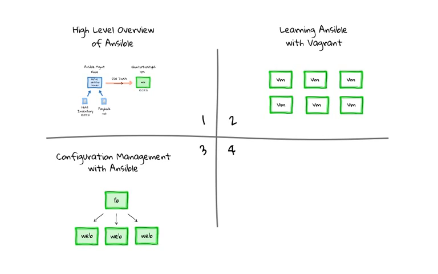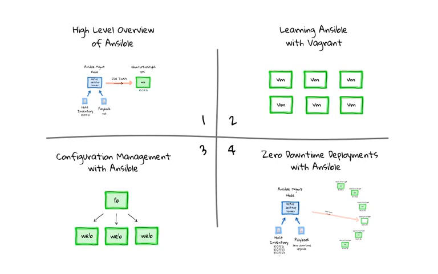Finally, in part 4, we'll use Ansible to do a zero downtime rolling software deployment across a cluster of web nodes. The idea is that we can deploy software updates across a fleet of machines without any downtime by using Ansible to orchestrate the various tasks for us. This comes in handy for continuous deployment workflows.